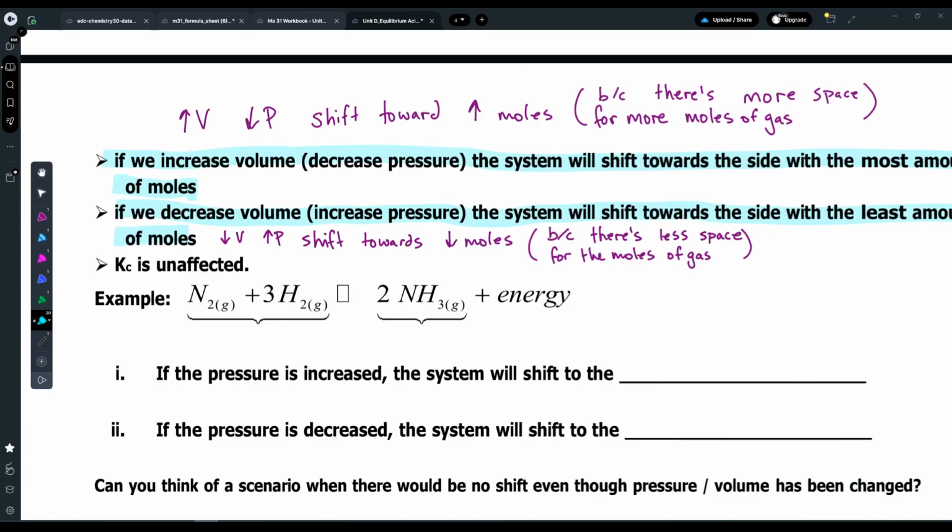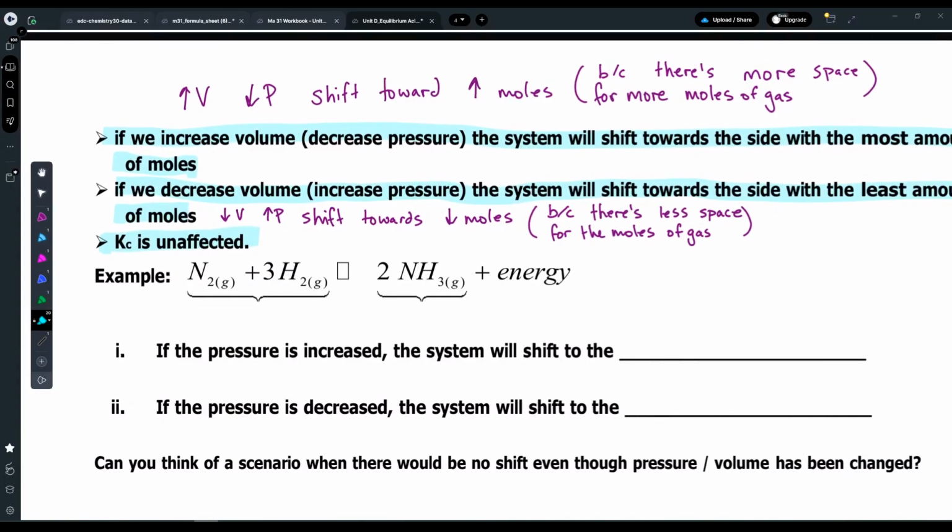Now, volume and pressure changes are not going to affect the equilibrium constant. Only temperature or energy changes are going to affect your equilibrium constant value.